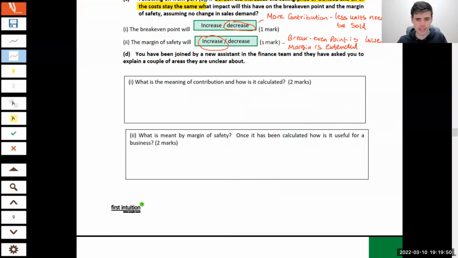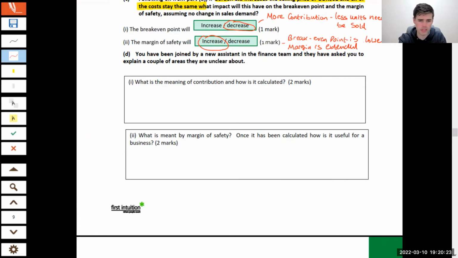But there will also be tasks that we will get to in these sessions eventually that also cover larger overarching themes, okay? So it might be an entire question. But let's have a look at what it's asking here. It's saying, okay, in part D, you've been joined by a new assistant in the finance team, and they have asked you to explain a couple of areas they are unclear about. So it's saying, okay, what is the meaning of contribution? How is it calculated? What is meant by margin of safety? And why is it useful for a business?